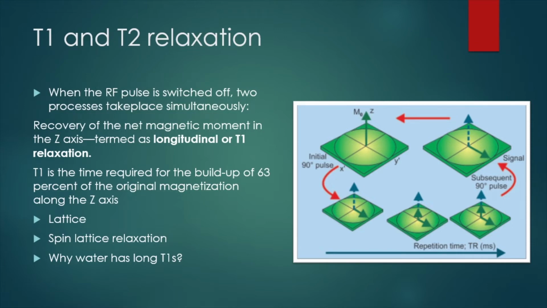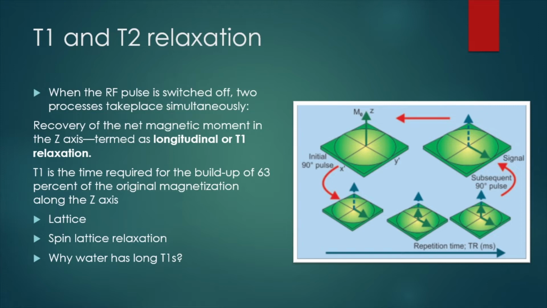So here the Z vector, which shows the longitudinal magnetic plane, the recovery of the net moment in the Z axis, is termed longitudinal relaxation. This is when the RF frequency is switched off from the excited state. The atomic nuclei return back to the longitudinal direction. This is known as the longitudinal or T1 relaxation. It is the time required for the buildup of 63% of the original magnetization along the z-axis.